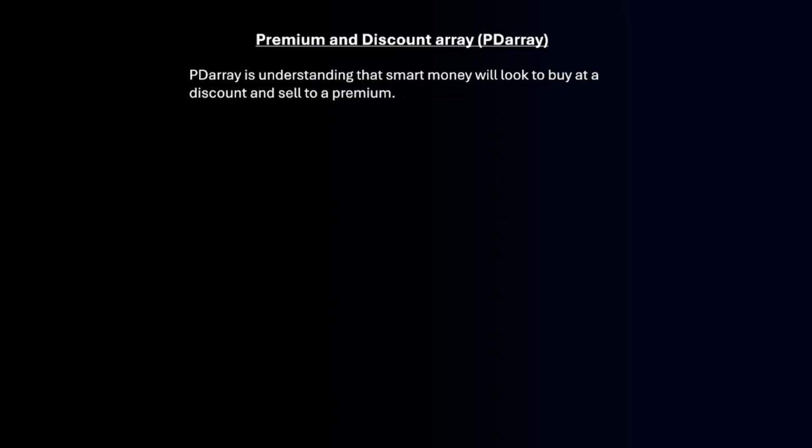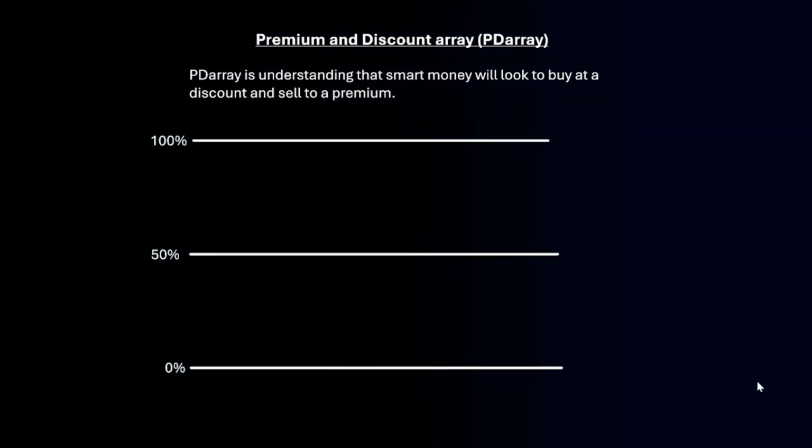Now, what we use in identifying those PD arrays, understanding the premium and discount, is a Fibonacci retracement. In a Fibonacci retracement, we set the levels at 0%, 50%, and 100%. Now, from 0% to 50%, price is at a discount price. Whenever price is below the 50%, price is at a discount.